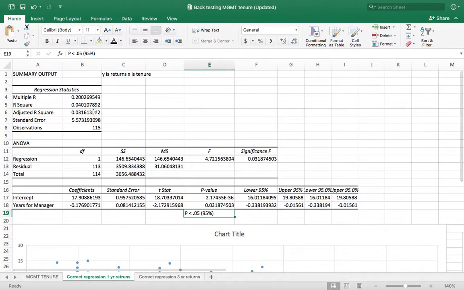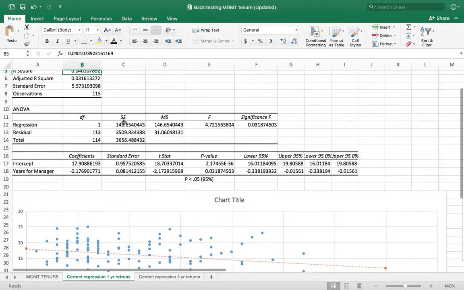So if we look at the next thing, our R squared, how well do our points, our returns, fit our regression line? And here we see that it's 0.04, so it doesn't fit our line very well, but we're okay with that because we're not exactly wanting to explain returns because of manager tenure. We just want to see if tenure has an effect on those returns.